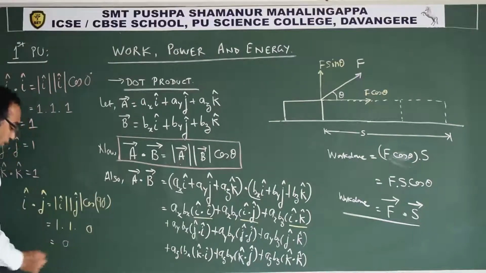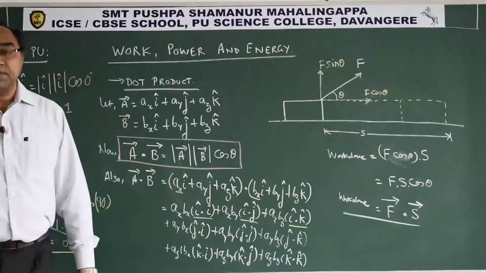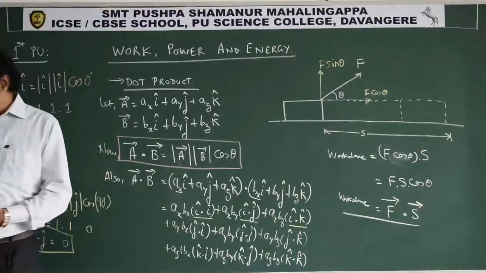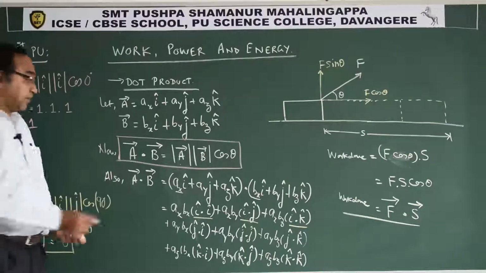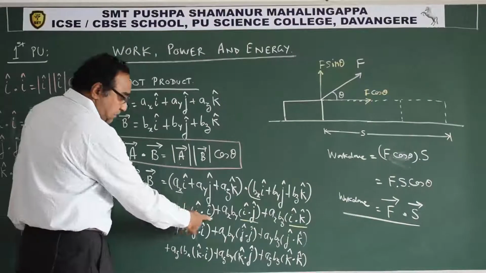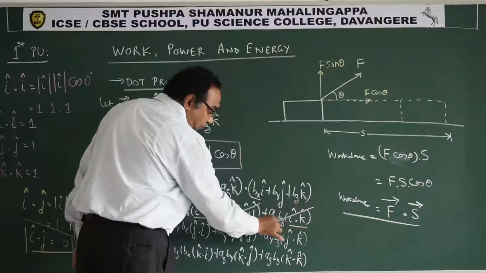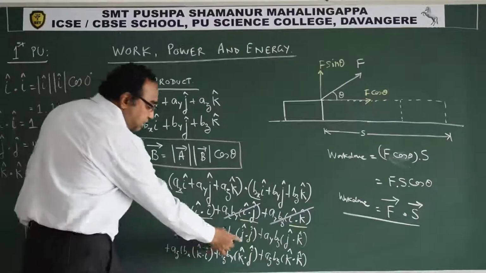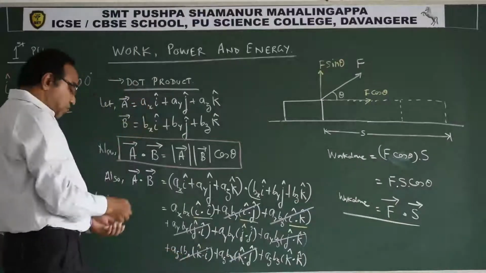So what do we get? I dot j is 0. This means dissimilar vectors, if we take the dot product, it becomes 0. If we use this information that I dot I is 1, I dot j is 0, so this cancels out, I dot k is also 0, this cancels out, j dot I is 0, this cancels out, j dot j is 1, this also cancels out. See? So what is left out?